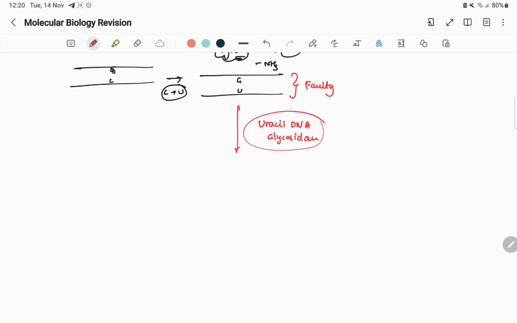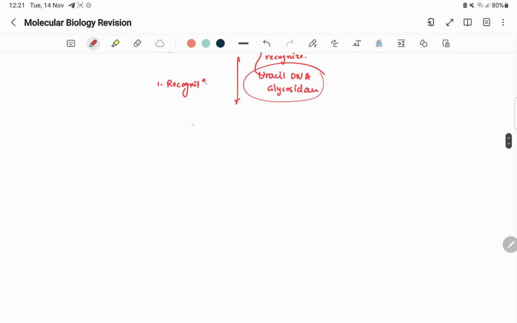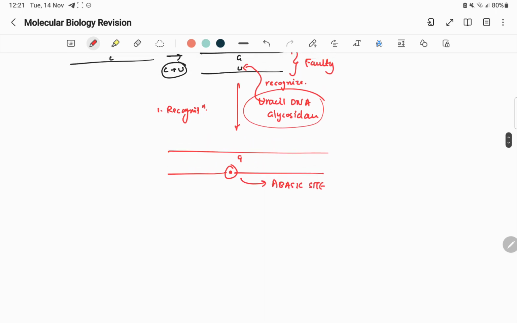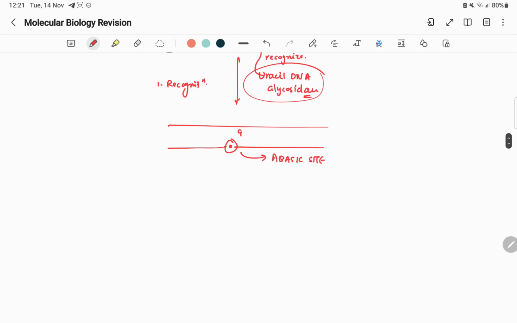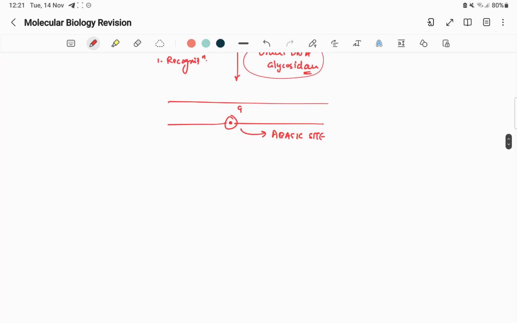This uracil DNA glycosidase will recognize this U. So the first step is recognition, and then it will cut it. It will remove the base by generating an abasic site. This is a glycosidase enzyme; it will cut the base from here and generate an abasic site.